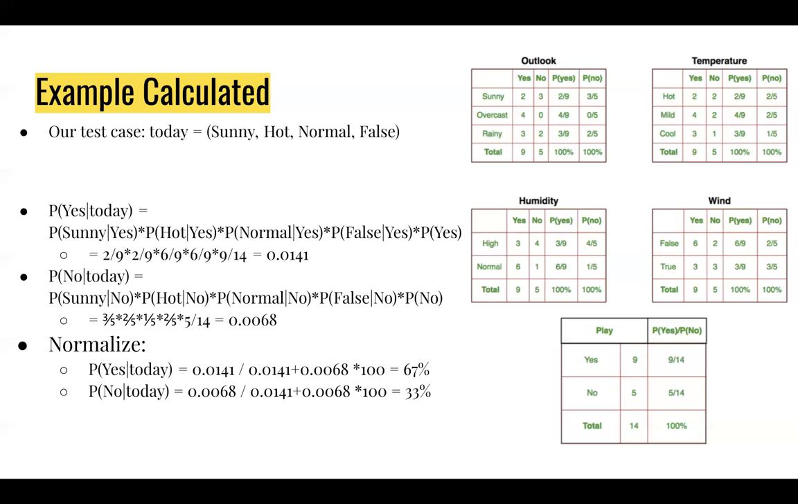Then we run the exact same exercise for the no's. In this case our denominators would be 5: sunny would be 3/5, hot would be 2/5, normal would be 1/5, and false would be 2/5. And then here it's 5 divided by 14. We multiply those together. Do you see how we get these associated values?